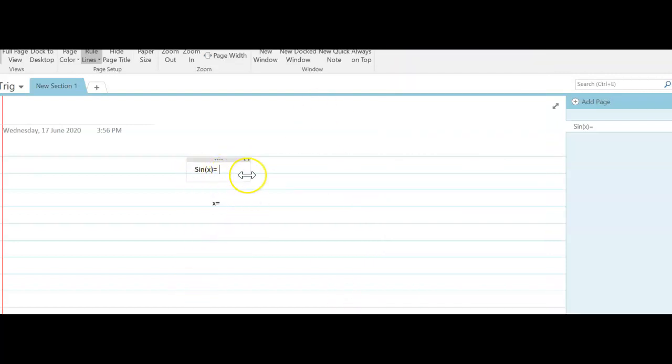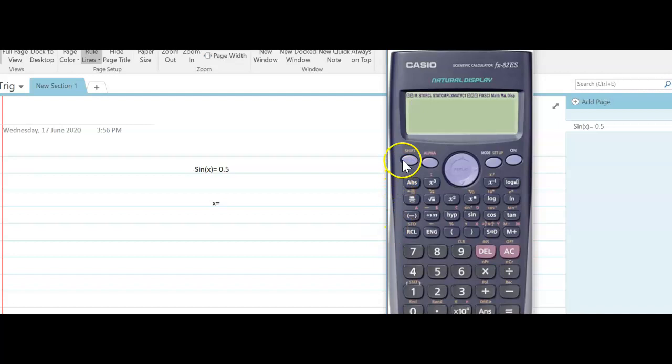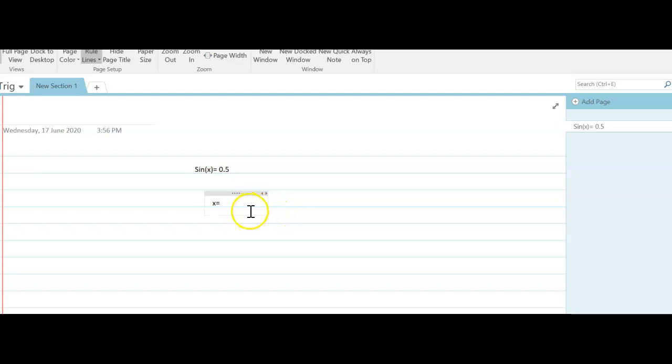Alright, so if you've got sine x or sine theta equals 0.5, how would I work out that x there? Because that's what I need to do. I need to get rid of this sine, right? So shift sine, which means I need to get rid of it, or it's an inverse sine. Okay, 0.5 is 30. So the angle there is 30.